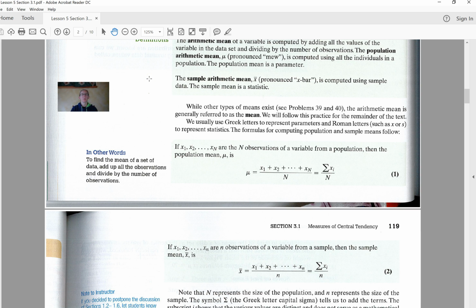In statistics, it's important to learn how to pronounce the symbols correctly. The first one I'm going to take a look at is the symbol for the population mean. The symbol for the population mean is pronounced mu.